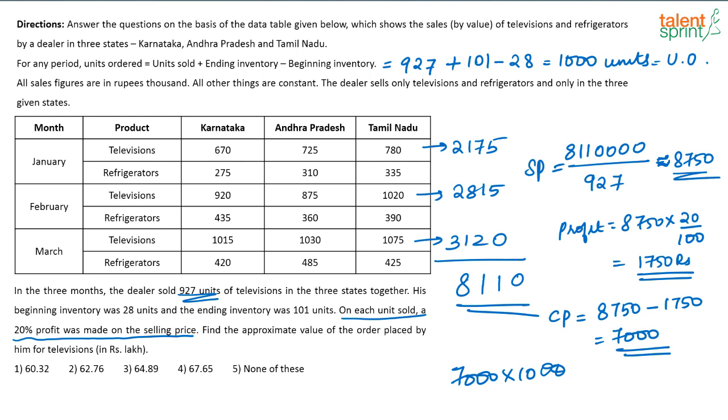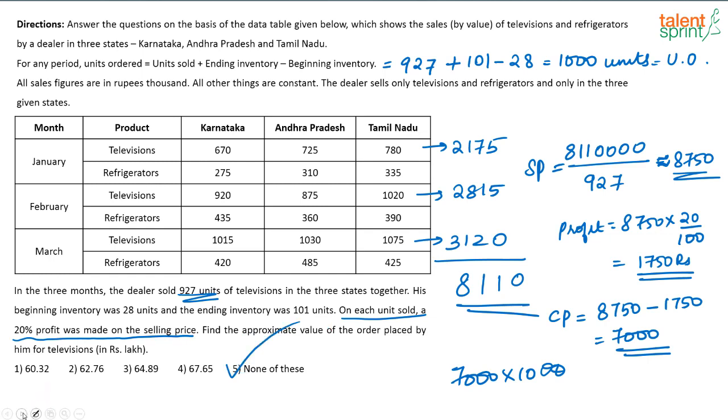7,000 thousands, right? But that's not there in the option, and the other options given also don't seem very close for us to approximate. So I think we will have to go with none of these as the answer. Yes, you should go with none of these as the answer. 70 lakhs is what we are getting. None of these.